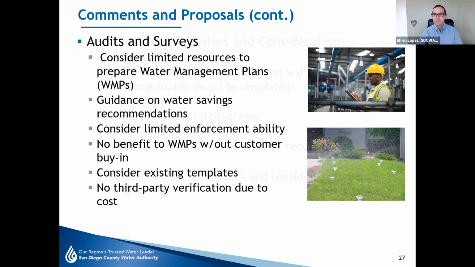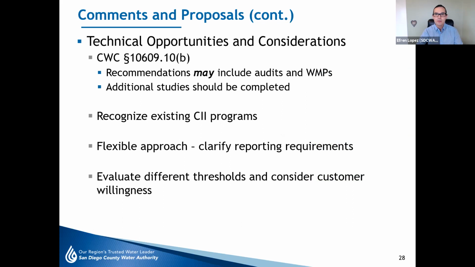Next slide, please. And then continuing on with the comments and proposals, the California Water Code requires that DWR, in coordination with the state board, make recommendations on BMPs. These can include audits and water management plans, and to do relevant studies and research and include stakeholder feedback, such as on BMPs. And the group recommends that DWR should continue conducting these studies before providing recommendations.